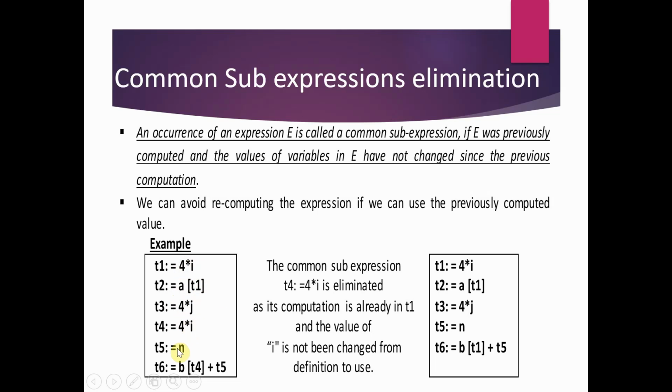Instead of using this computation twice, that is 4 * I twice, we just write this expression once, that is T1 = 4 * I, and wherever 4 * I is required, we put this temporary, T1. If you see the last statement, T6 = B[T4] is present. So we eliminate T4 because these two are common sub-expressions, and in place of T4 at this point, we write T1. So this is how common sub-expressions are eliminated.